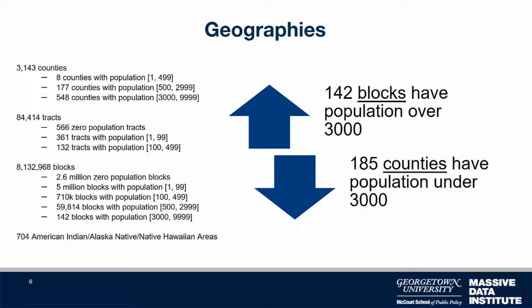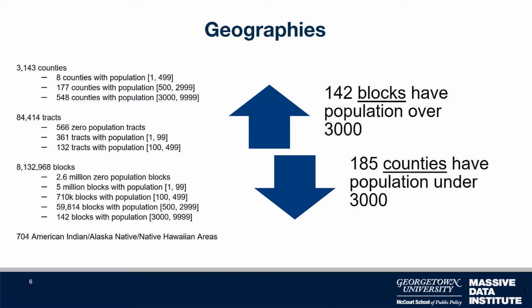So you've heard a bit about geographies and how many there are. And here I just want to pull that apart a little bit. You know that there are over 3,000 counties. You've heard there are over 80,000 tracts. There are over 8 million blocks. But when we talk about getting the data out for these, a lot of the tracts and a lot of the blocks have 0 population. And we've heard some of the presentations today talking about how you're dealing with those zeros.